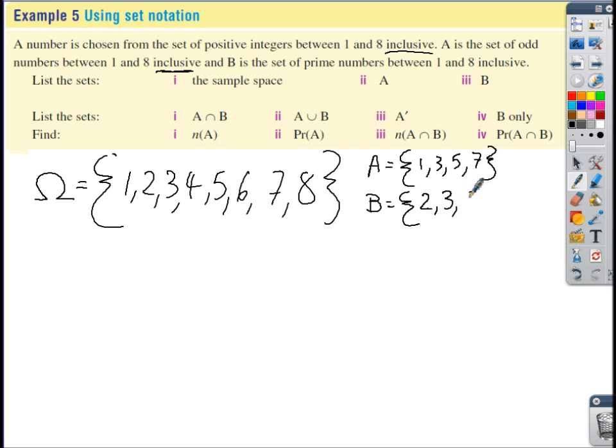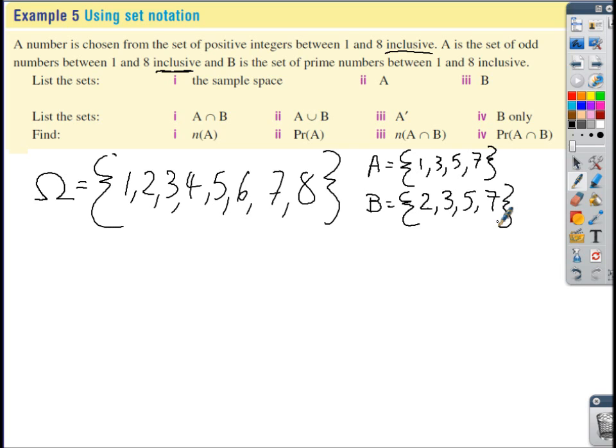3 is a prime number. 5 is a prime number. 4 is not because it has another factor besides itself and 1. It has the factor 2. 6 is not. 7 is, and 8 is not because they all have other factors. Cool, so there's our sets listed.